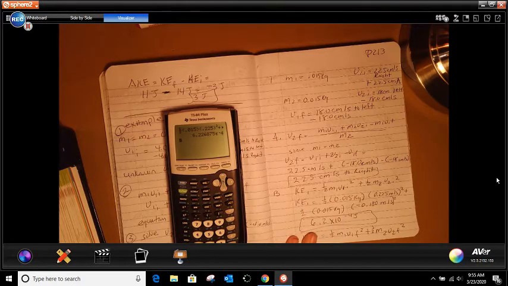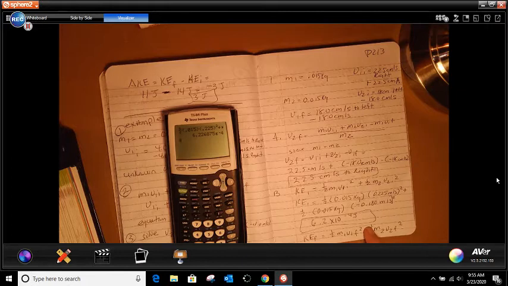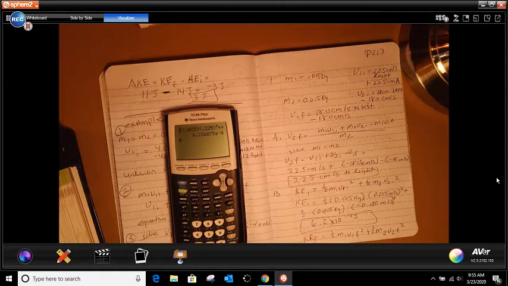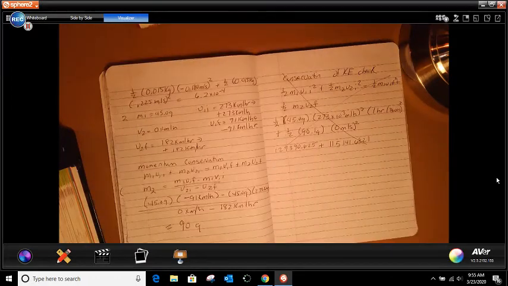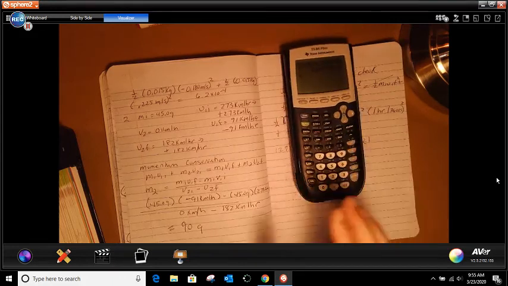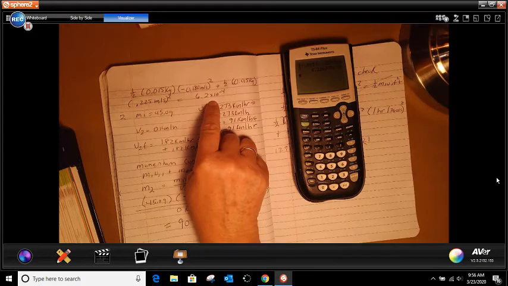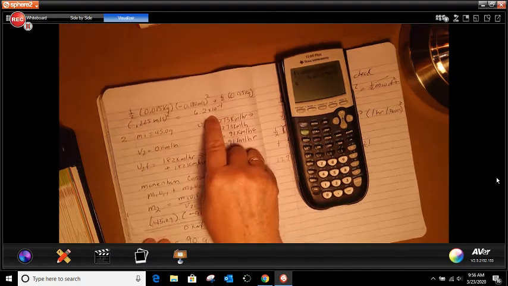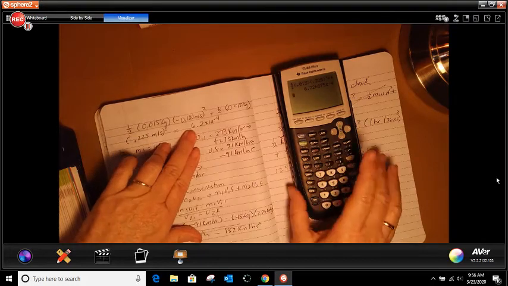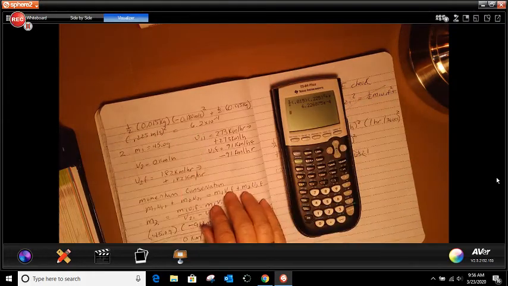So I got 6.2 times 10 to the negative 4. Then I'm going to do my same thing, except this time I'm going to do my kinetic energy final. I'm going to plug it in just like I plugged it in before, right? And then I get the answer. So that is question number 1. This part of this section should be just like this one, except you're using different numbers, so I'm not going over that.